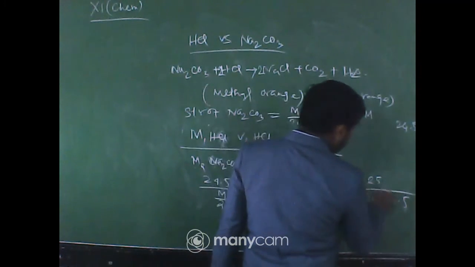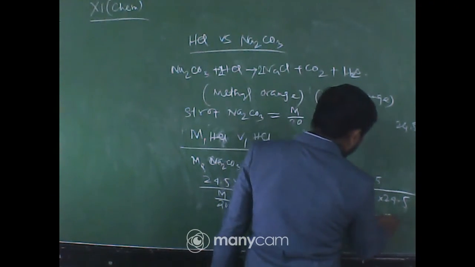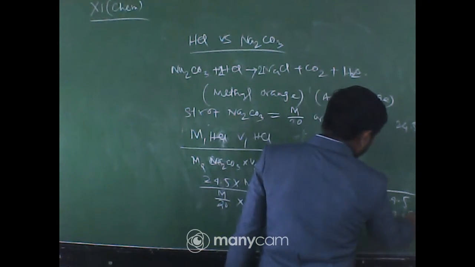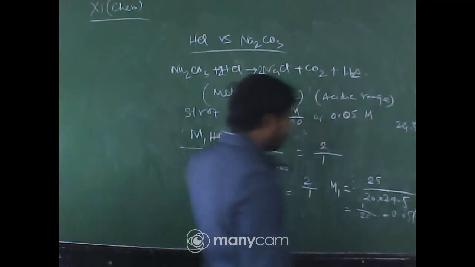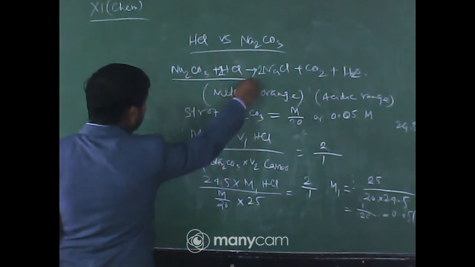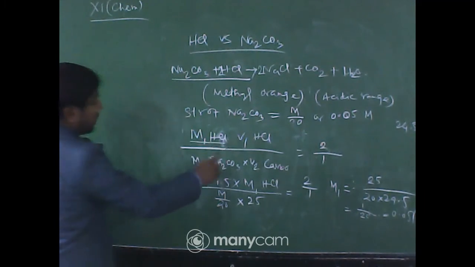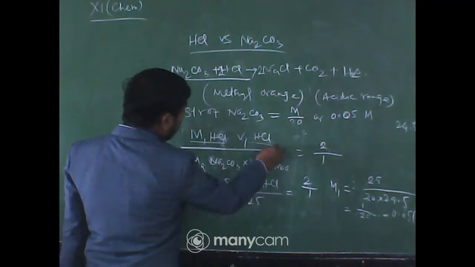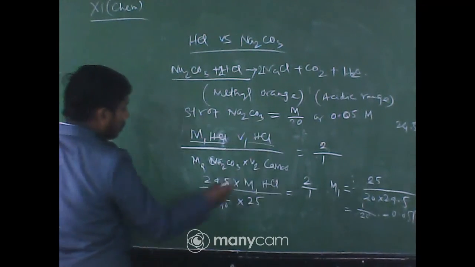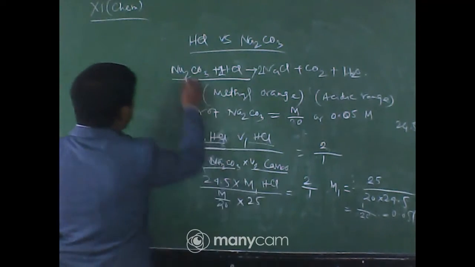Okay. So this is roughly equal to 1. So 1 by 20, that is again 0.05 molar. So this is the calculation. Very important is the strength of HCl, M1 of HCl in molarity, V1 of HCl which is consumed, M2 of sodium carbonate and V2 of carbonate.